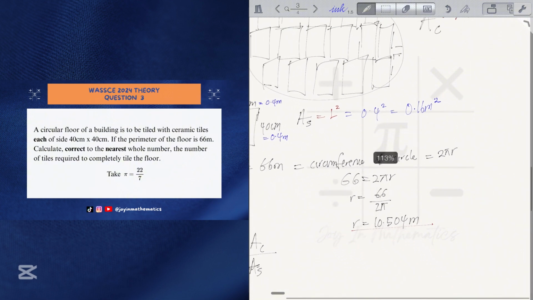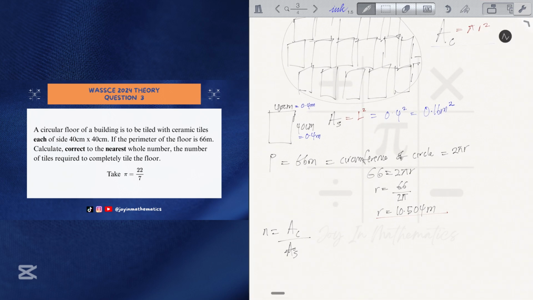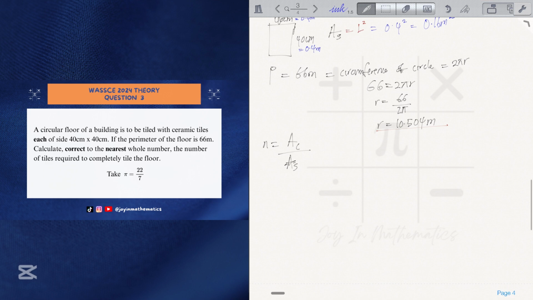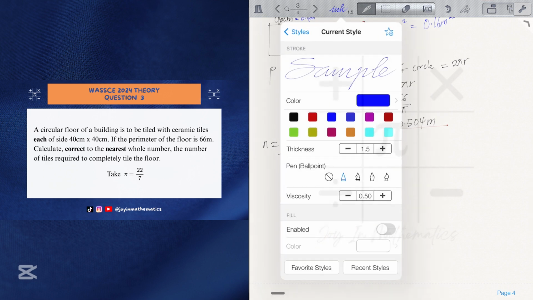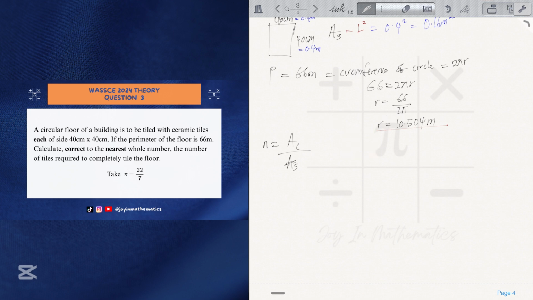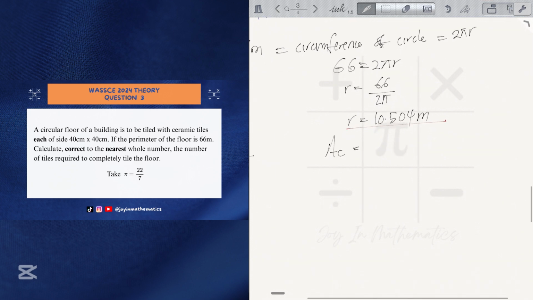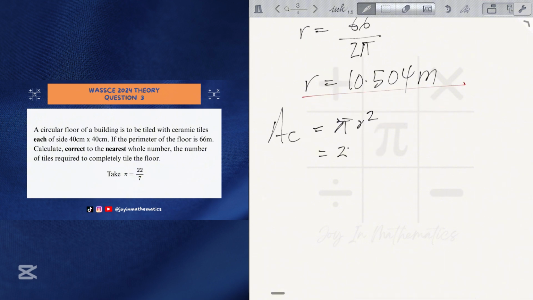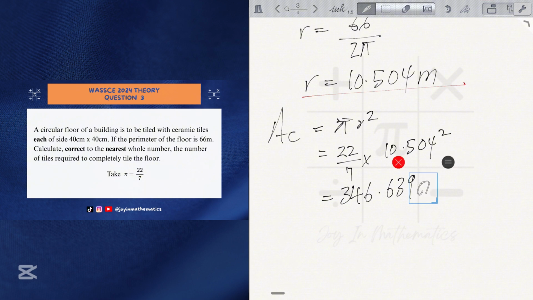So in view of this, we can now evaluate the area of the circular floor. Applying the formula of pi r squared, that's A_C equals pi r squared. Remember, we are taking pi to be equal to 22/7. So this will be 22/7 multiplied by 10.504 squared, and we will have the area of the circular floor to be 346.639 meters squared. So this is the area of the circular floor.